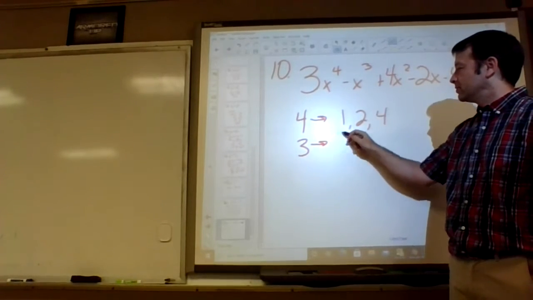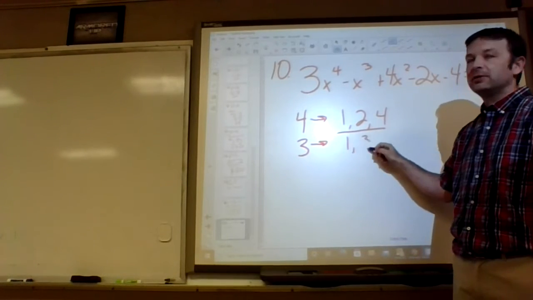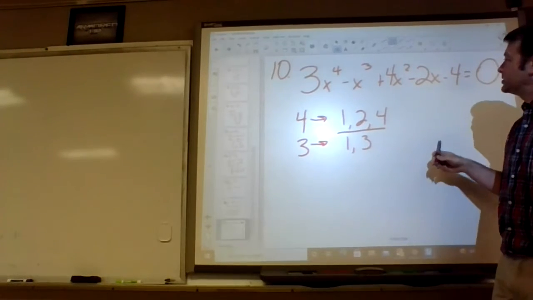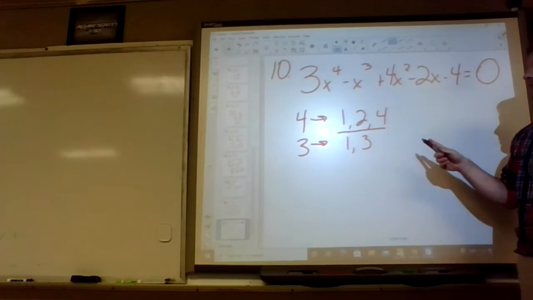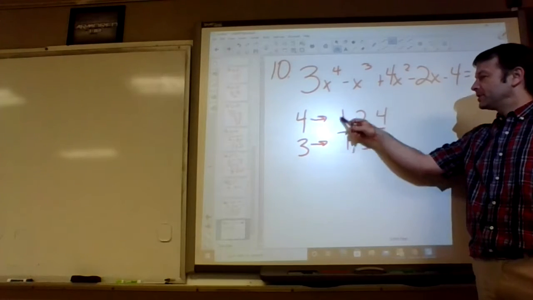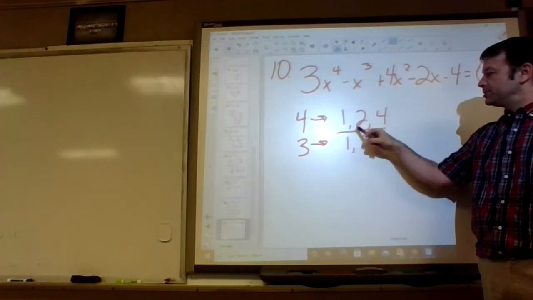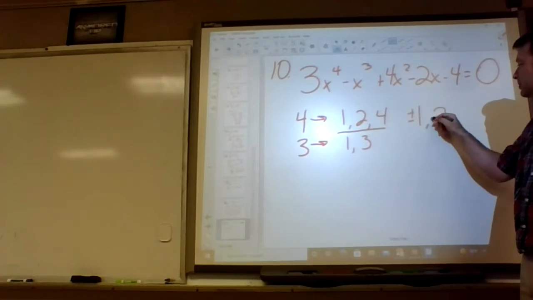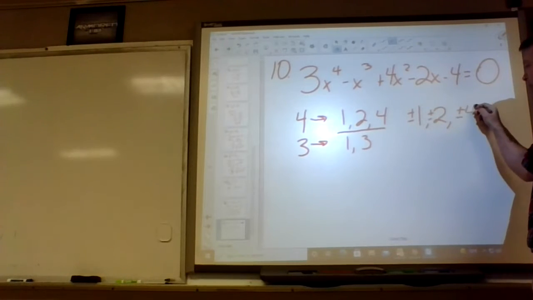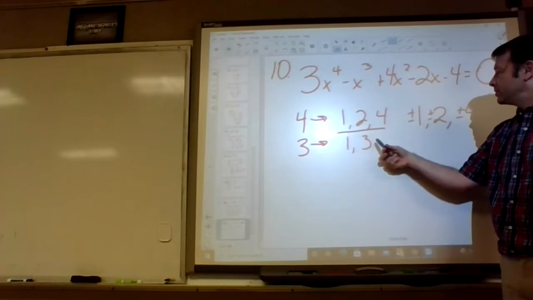How do we know that it didn't group? It has 5 terms. Why is it 4 and 3? All these are positive or negative. So it's 1 over 1, 2 over 1, 4 over 1, which is 1, 2, and 4. But it's also 1 over 3, 2 over 3, 4 over 3.